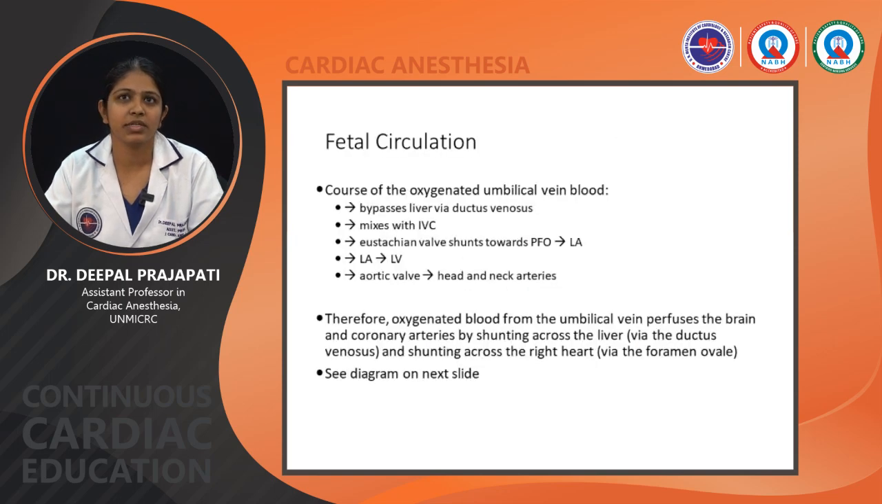The course of oxygenated blood through the umbilical vein: it bypasses the liver via ductus venosus, mixes with IVC, goes to the Eustachian valve, shunts towards the PFO, from there to LA, from LA to LV, and from there to the aortic valve, and then to the arteries of head and neck. Therefore, the oxygenated blood from the umbilical vein perfuses the brain and coronary arteries by shunting across the liver via ductus venosus and shunting across the right heart via foramen ovale.